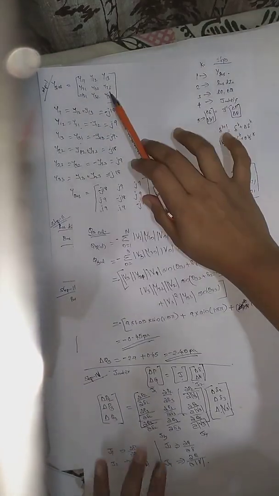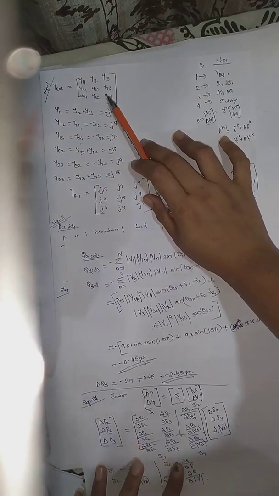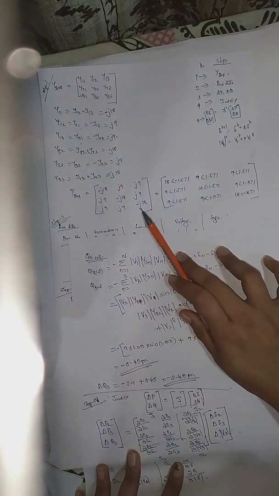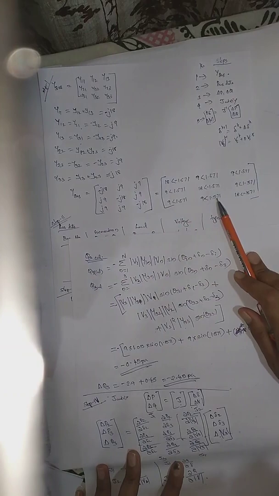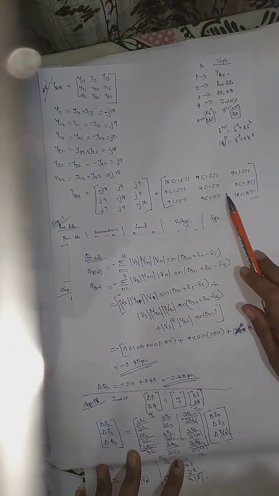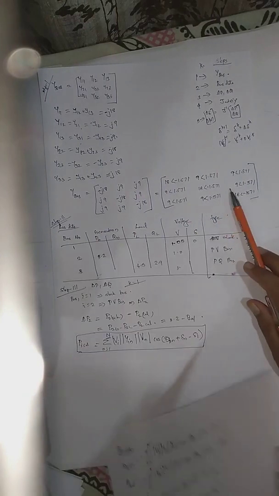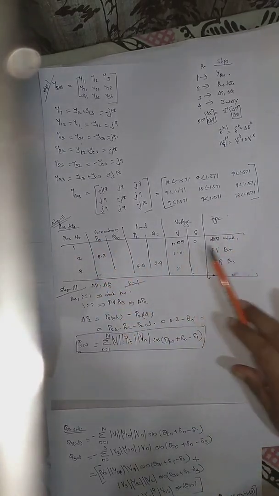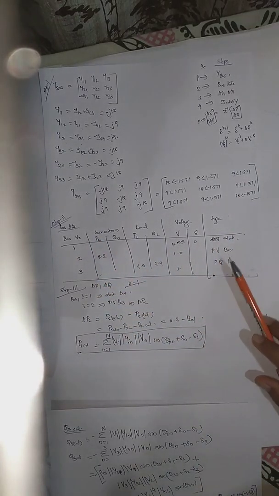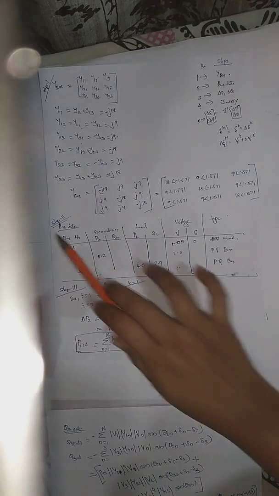For that, I have calculated my Y-bus and converted it into polar form, with my calculator in radian mode. Then I have filled out all the bus data, and I have determined whether each is a slack bus, PV bus or PQ bus. That was my second step.